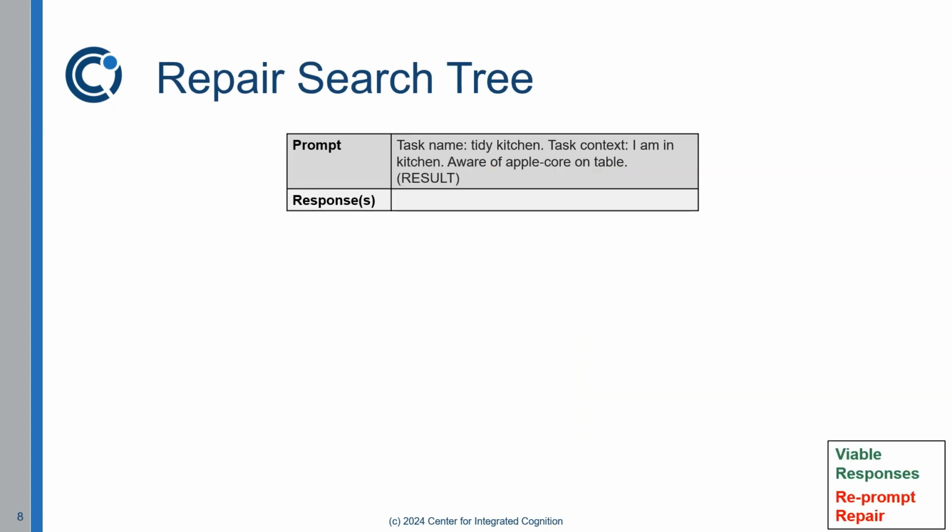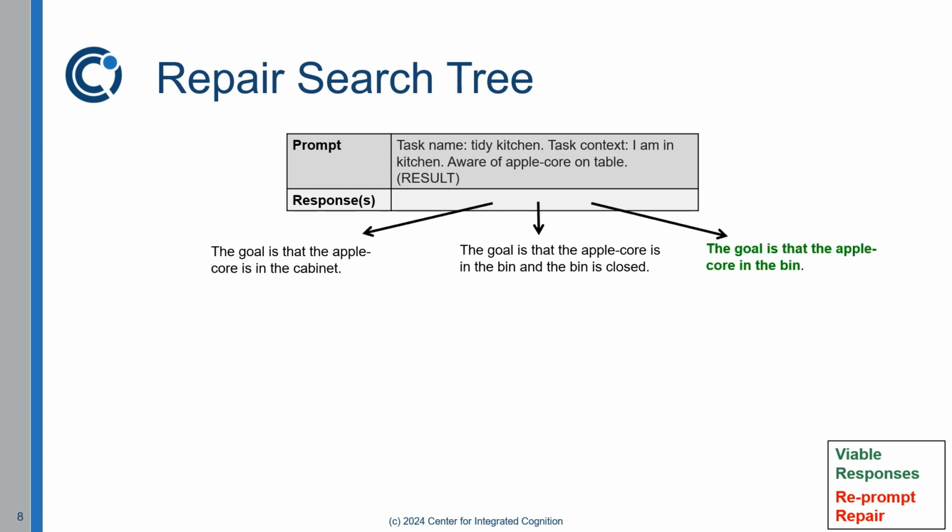Here we show the repair process, which again reuses the search tree process from the other part of STARS. So here's another example where we're prompting for an apple core that we see on the table, where we're trying to learn to tidy the kitchen. And the search tree process will return a bunch of responses that the agent, through analysis, will identify as viable, here highlighted in green, or highlighted in red, meaning they have some mismatch that requires a repair.